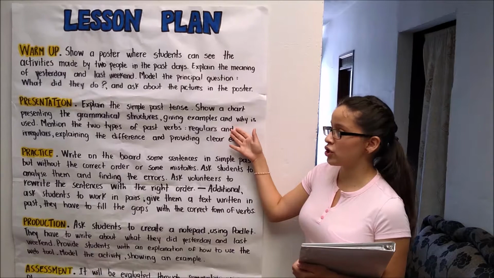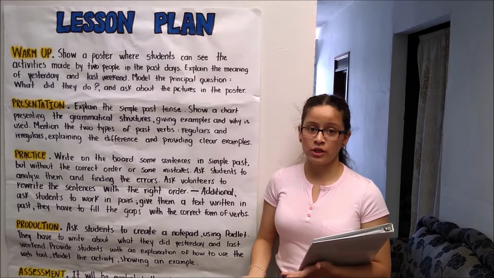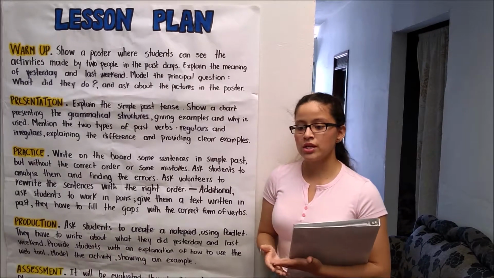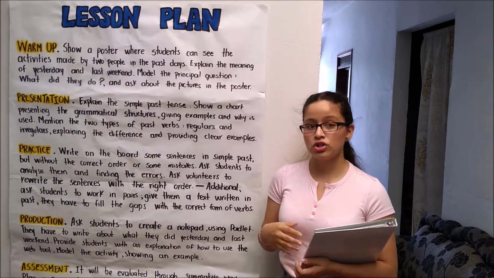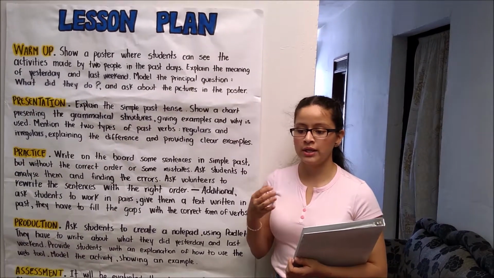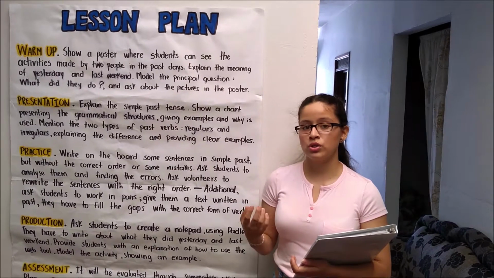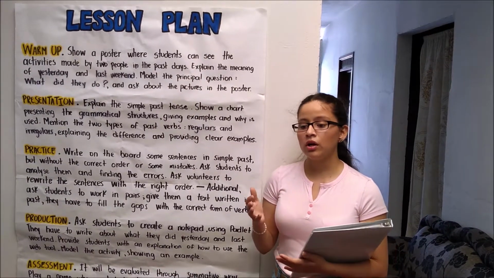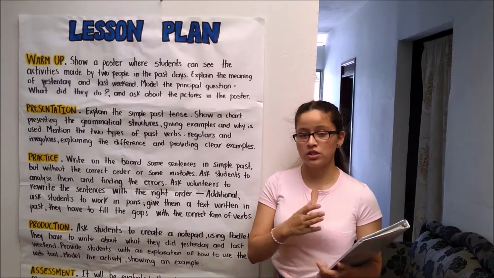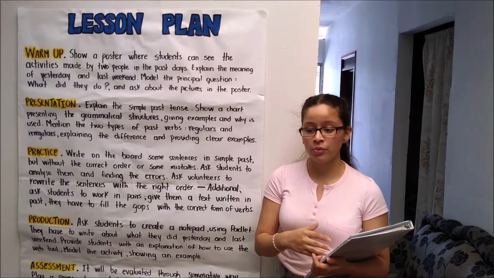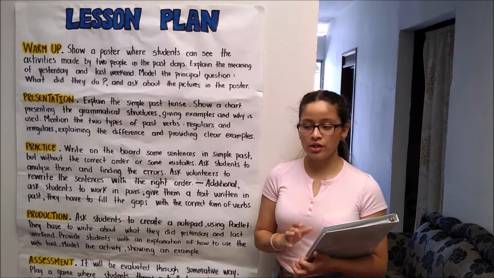Then we have the stage of the presentation, where the teacher is going to show the topic and explain it to the students. The teacher has to explain the simple past verb tense. He shows a chart that he used to explain the structures of this verbal tense, giving examples and the reason why it's used. The teacher shows the verbs that must be used in past, explaining their classification in regular and irregular verbs, giving specific examples for the students to understand it in the best way.